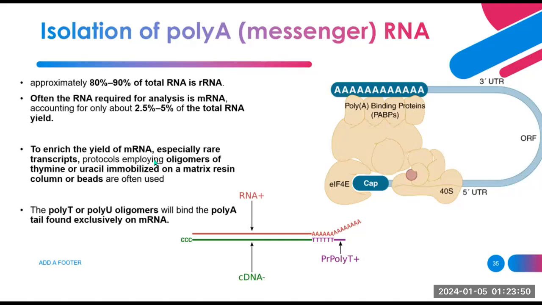So, to enhance the yield of mRNA, particularly for rare transcripts, protocols frequently utilize oligomers of thymine or uracil immobilized on a matrix, resin, column, or beads. The poly-T or poly-U oligos selectively bind to the poly-A tail found exclusively on mRNA. So the poly-T or poly-U will selectively bind to the poly-A tails, and these poly-A tails are only found on mRNAs.